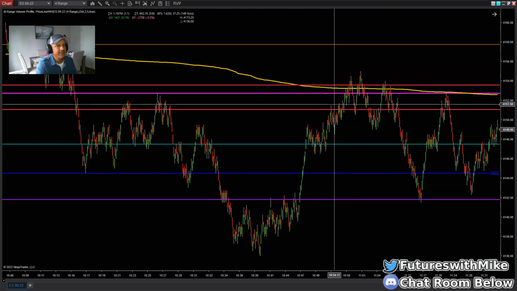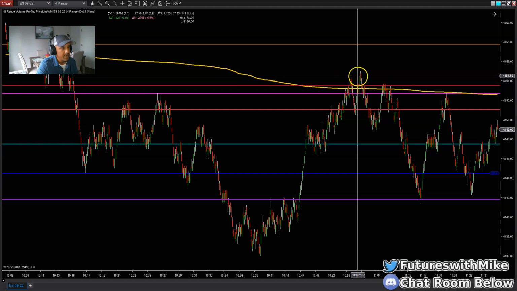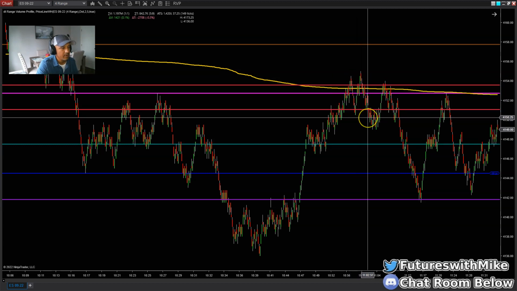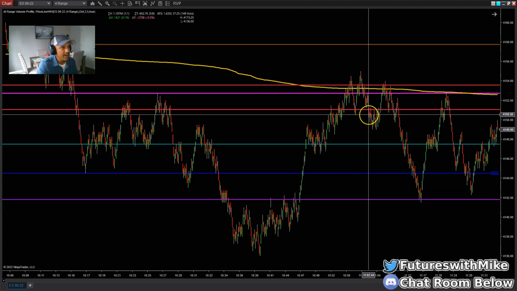I've got to see some clear rejection, either making an M structure or forming a level to the downside. It does here, pushes down, pulls back, breaks lower, okay? Taking out support, all right? At that point, I'm probably going short in that case.